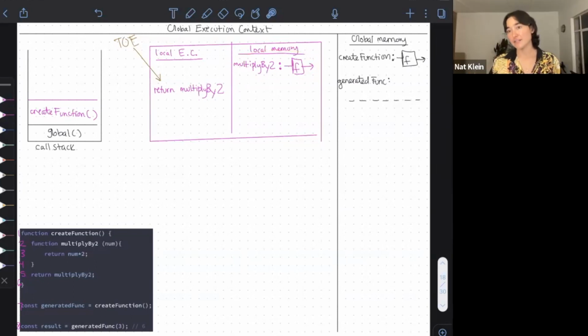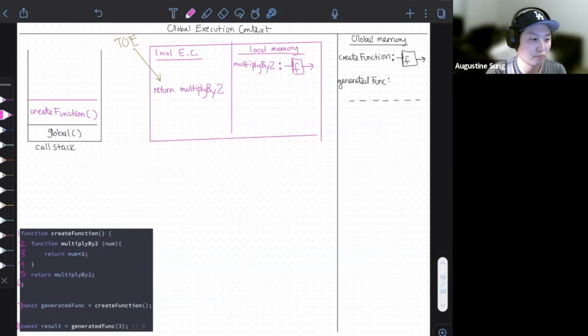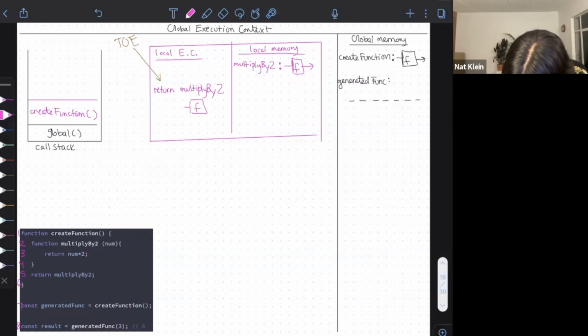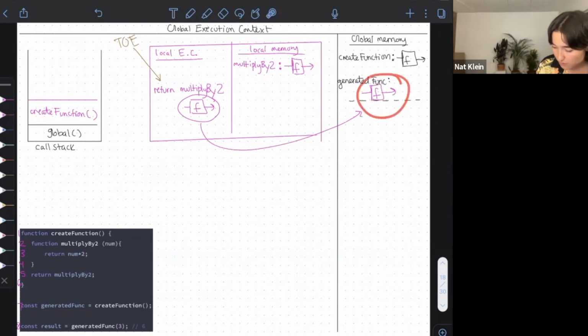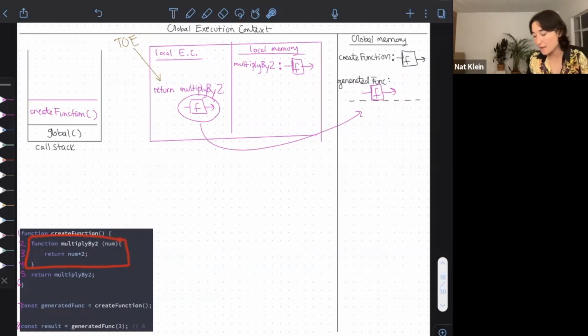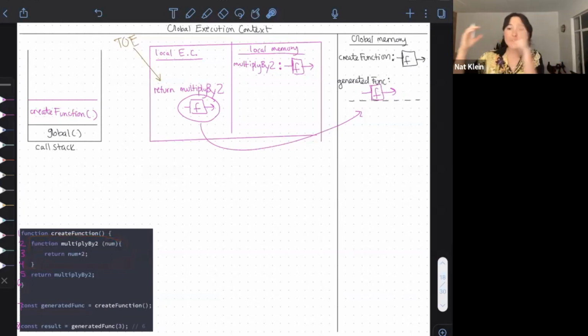And there it is. So that is how Augustine knew that this multiply by 2 is actually just a label pointing to this function definition. So this function definition gets returned out to our global memory and it's now stored under generated func. Remember, this function definition I'm talking about here that just got returned out to global memory is, again, this function on lines 2 through 4. That is what's being pointed at by the label generated func in global memory. So we have just returned a function definition out of a function. Pretty cool stuff. Very crucial for closure. Just coming up in a second.